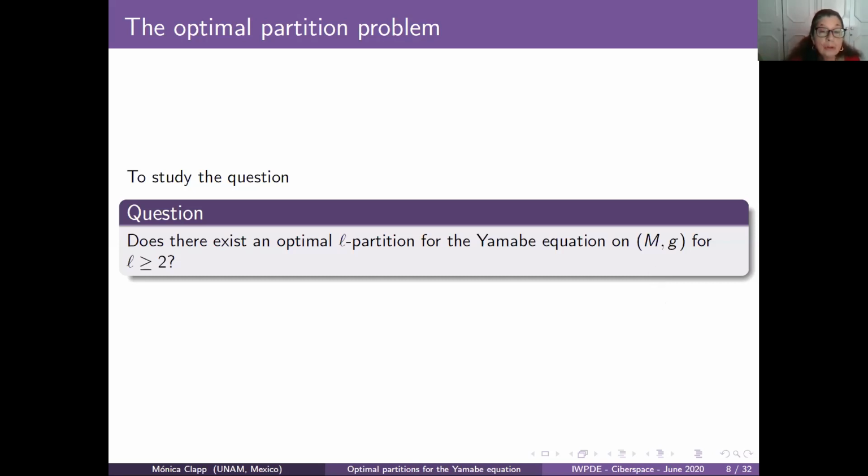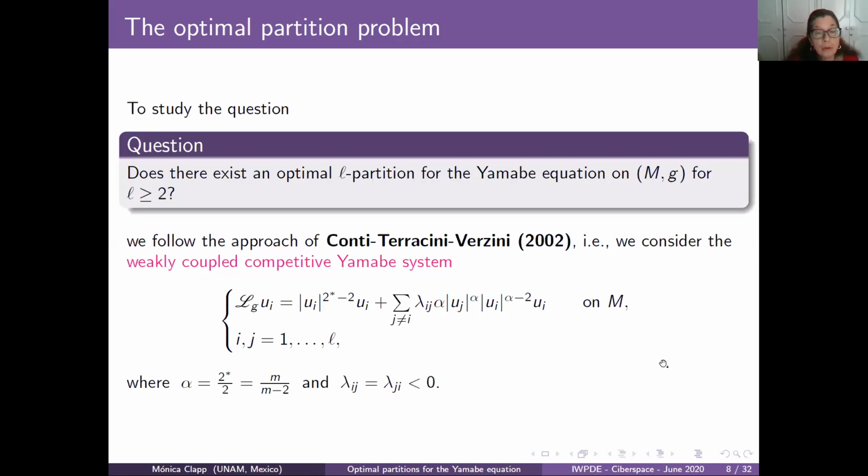So to study this question, we are going to follow the approach of Conti, Terracini, and Verzini. So we are going to consider a weakly coupled system related to the Yamabe equation. This is a system similar to the system that was considered by Thomas in his talk, only that now here we have the conformal Laplacian. Here we have the critical Sobolev exponent, and the exponent of the interacting term I will take to be half the critical exponent. So the idea is that all of the summands have to have the same exponent.